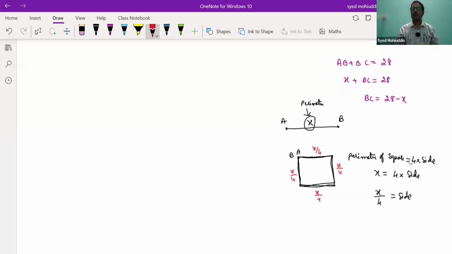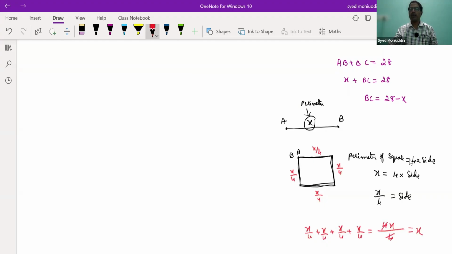Will you get back x by 4 plus x by 4 plus x by 4 plus x by 4? If you try to add x by 4 plus x by 4 plus x by 4 plus x by 4, the LCM is 4. So how many x are there? 1, 2, 3, 4. So we will get 4x. The 4 and 4 will get cancelled, and you'll get back x itself. It has to match that.